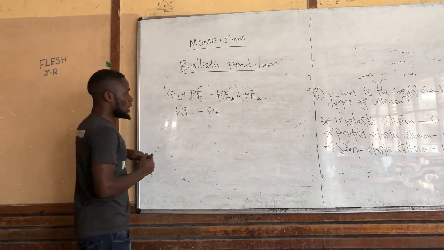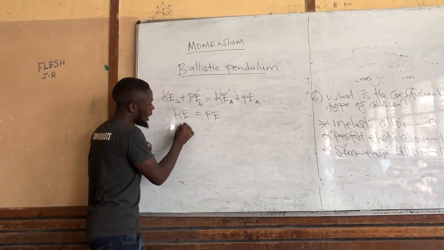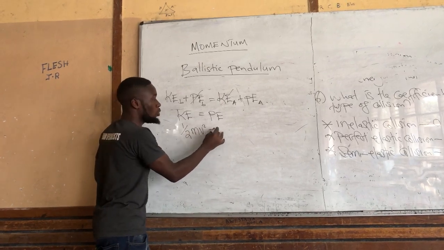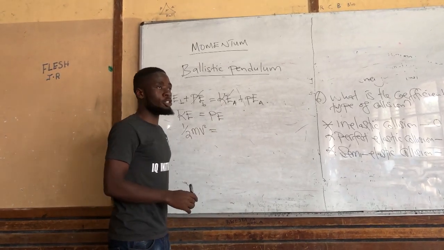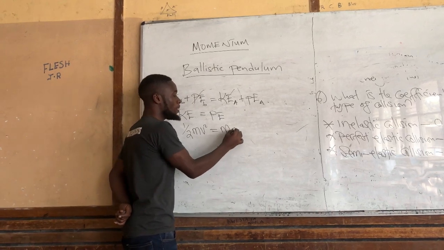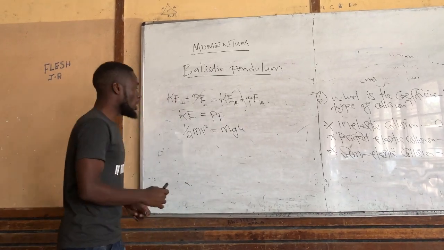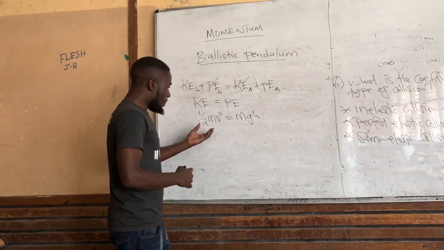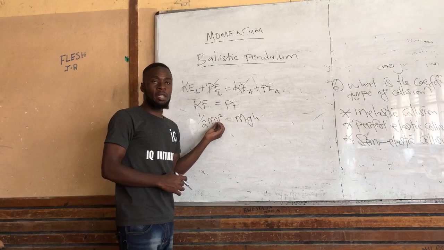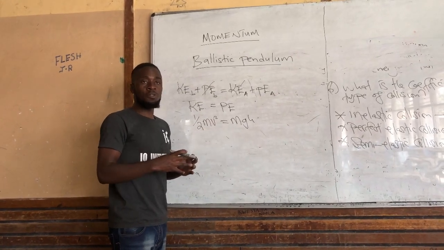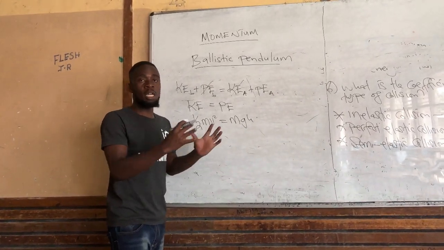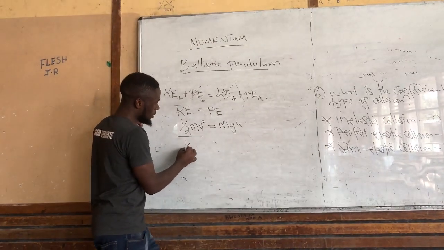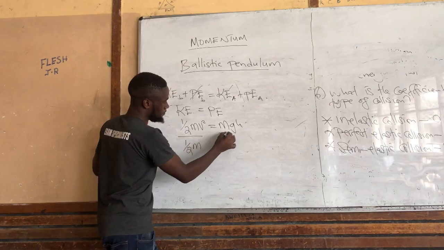So what is the formula for kinetic energy? Half mv squared, equal to the potential energy, which is mgh. From here, our main goal is to find v, to make v the subject of the formula, which is the common velocity after the bullet hits the block. So we divide both sides.